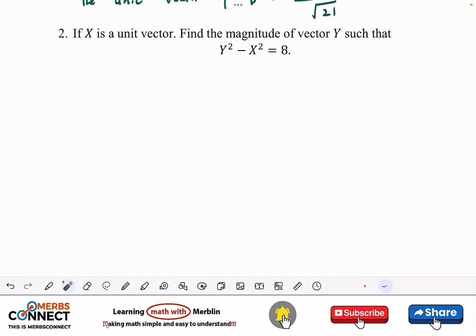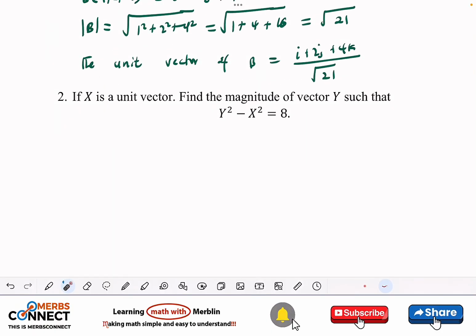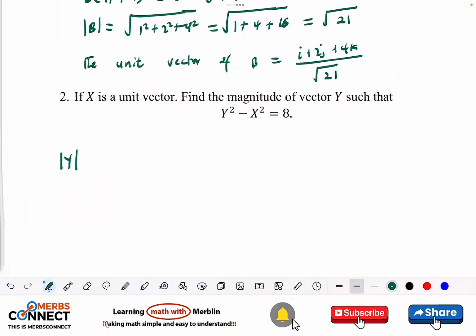And let's look at this example here. If x is a unit vector, so as soon as we are saying that x is a unit vector, then mind you, it means that it's going to have a magnitude of 1. Find the magnitude of y such that this is equal to this. So what are we looking for? We are actually looking for the magnitude of y. That's what we are looking for.